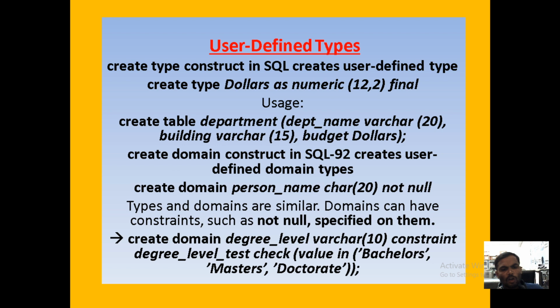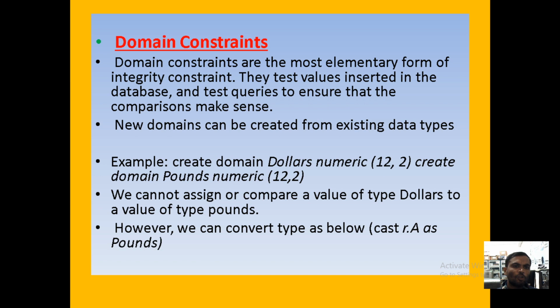Now if you want to talk about the constraints, with the help of the constraints we are defining the domain degree level as varchar2, constraint degree level check, then we are giving doctorate, master, and bachelor for checking the condition. Now for the domain constraint, actually domain constraints are the most elementary form of integrity constraints. They test values inserted in the database, and test queries to ensure that the comparison makes sense.